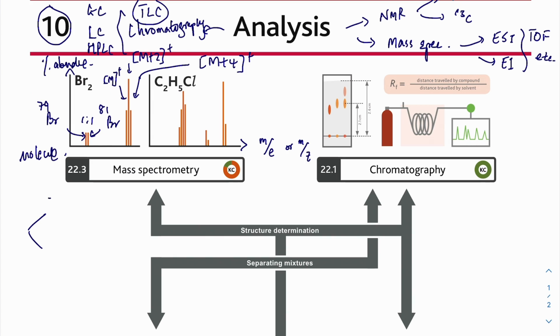When you have your first bromine atom, it can be 79 or 81. When you have your second one, it can be paired up as 79, or it can be paired up as 81. So I'm doing a probability kind of diagram. Okay, so your first combination will be 79Br.